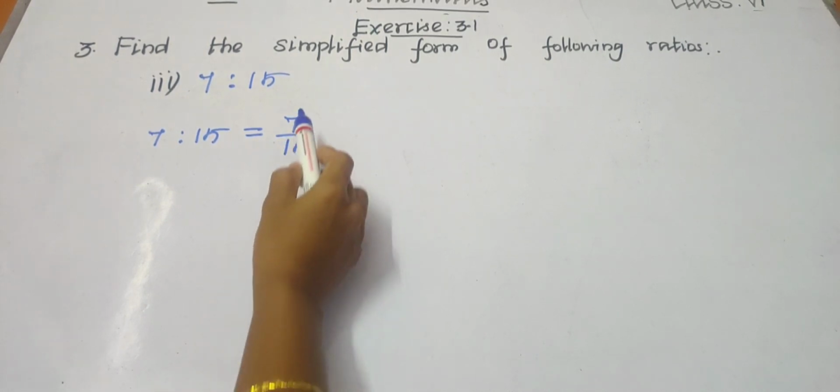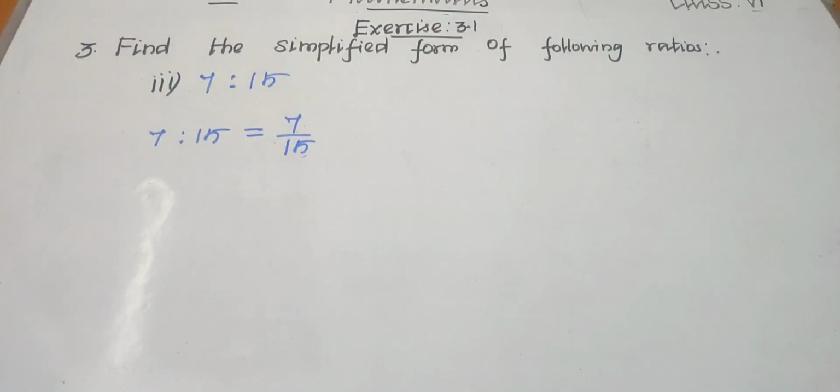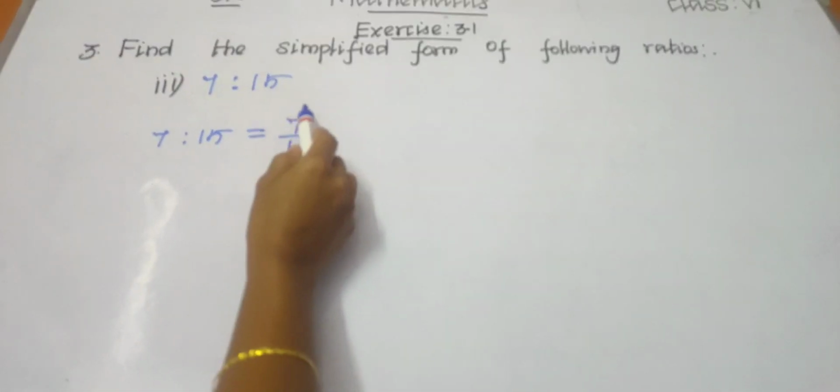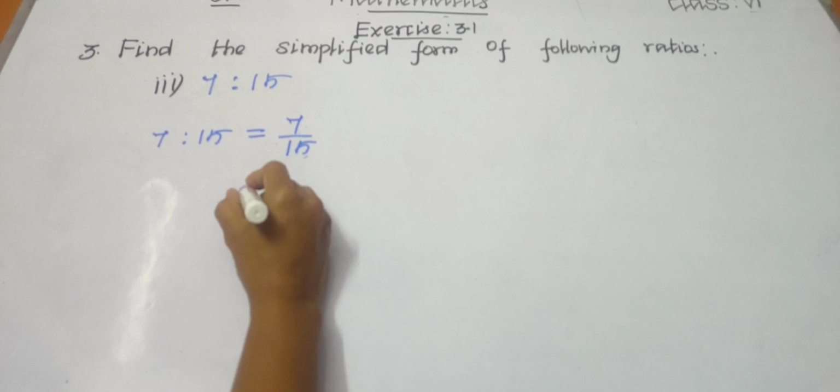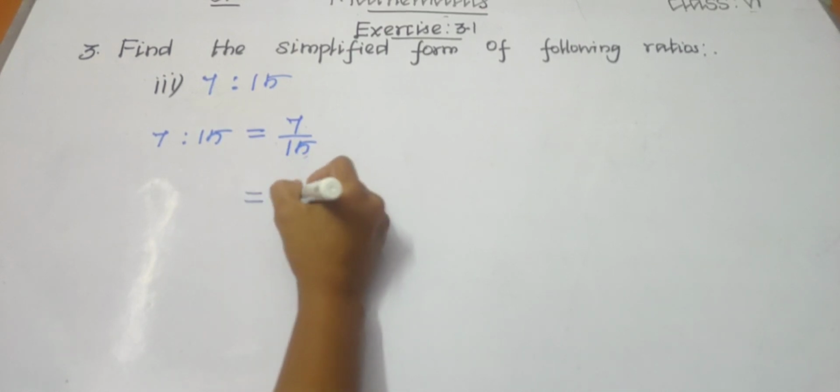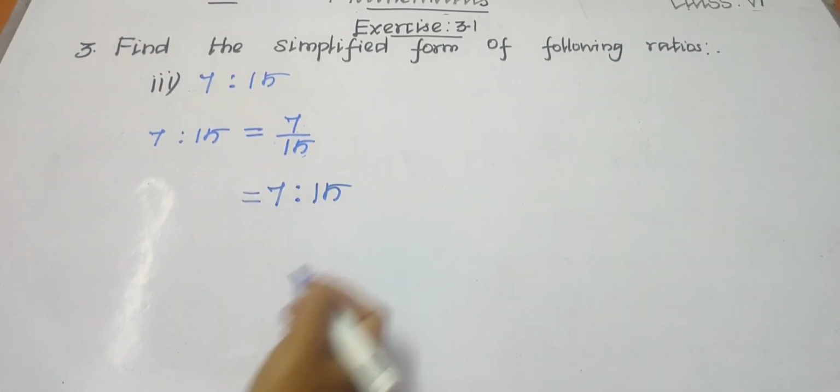See, can you say 7 table? 1 7 is 7, 2 7s are 14. We will not get the 15 in the 7 table. Also we will not get 7 and 15 in the same table, right? So what can we do? Simply we can write this in the ratio. 7 is to 15 is the answer.